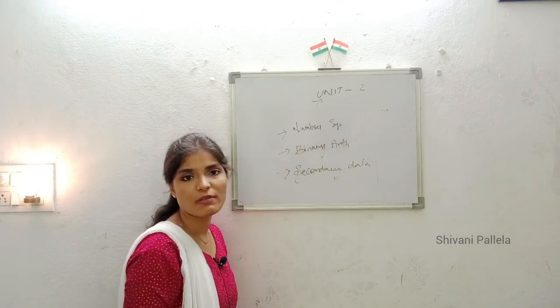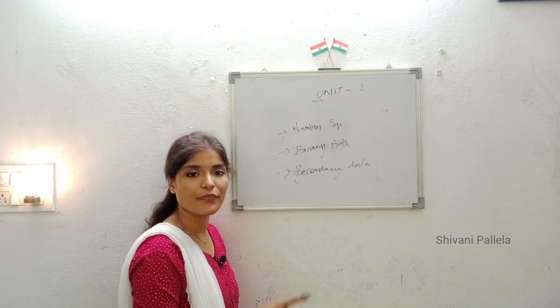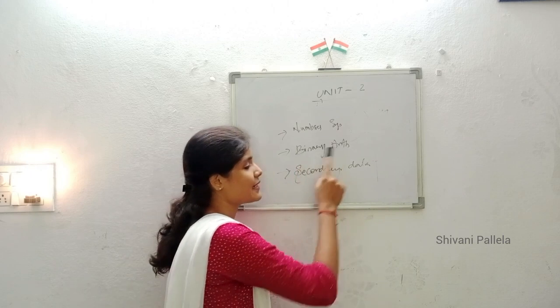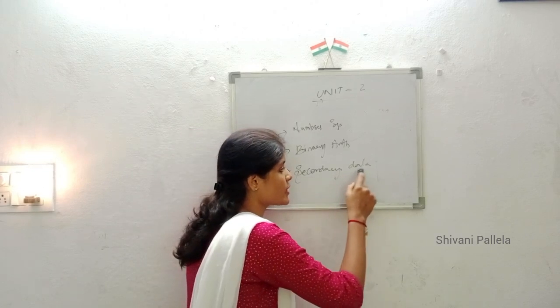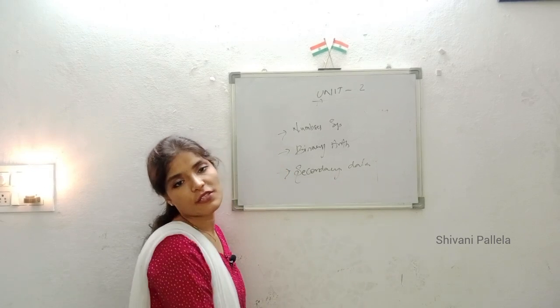Number system. What is meant by number system? One answer you will get there, and you need to be perfect. Binary arithmetic, what does it mean? That you also need to be perfect. Secondary storage of data is also an important question.